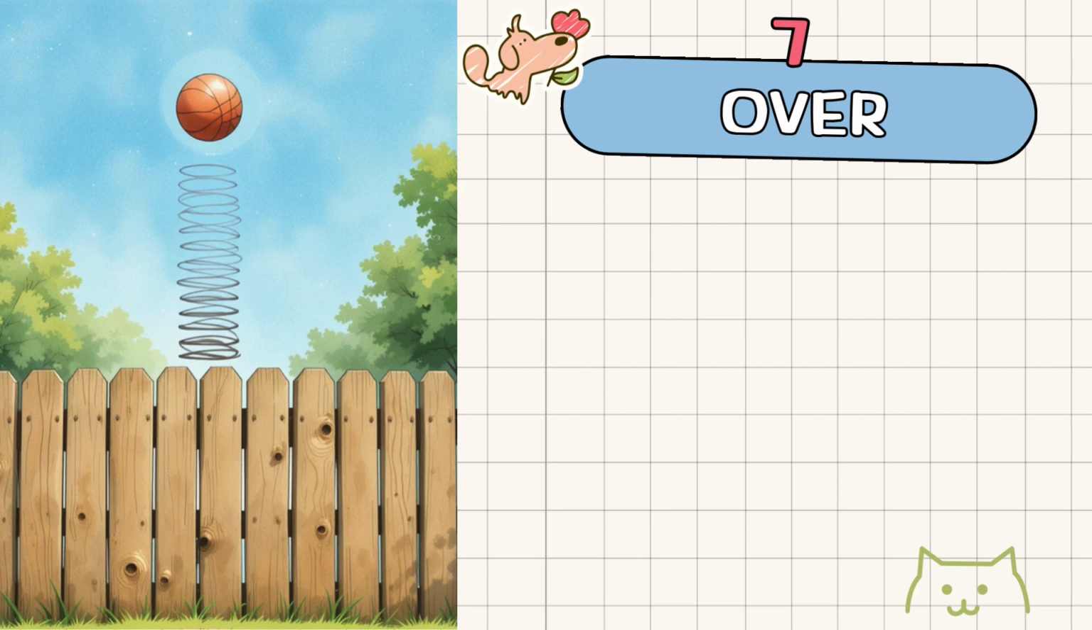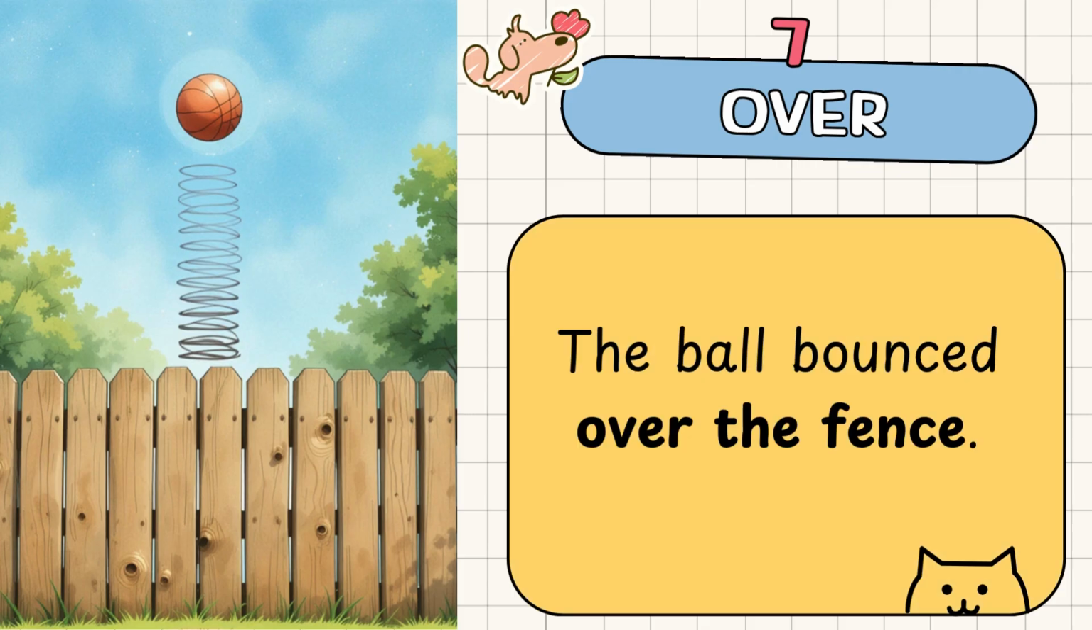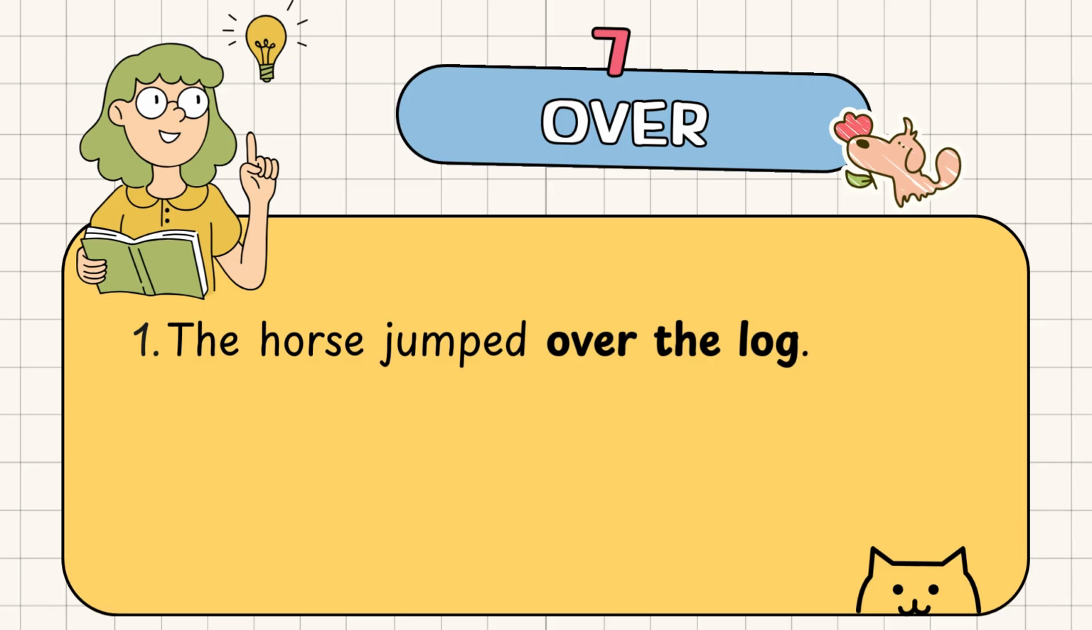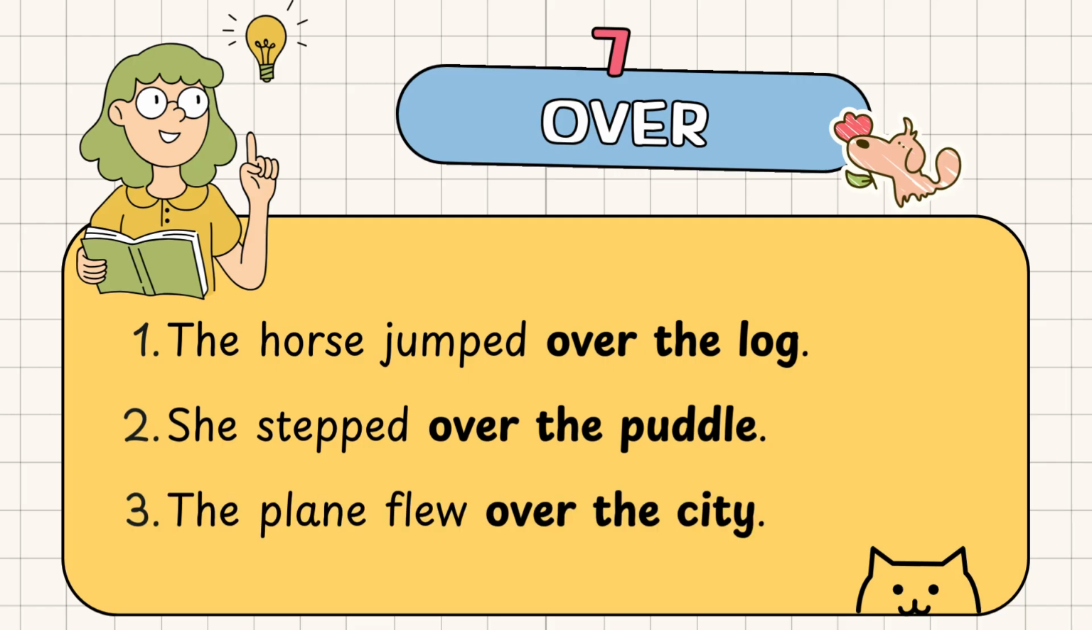Over. To move from one side to another by going above something, for example, an obstacle. The ball bounced over the fence. The horse jumped over the log. She stepped over the puddle. The plane flew over the city.